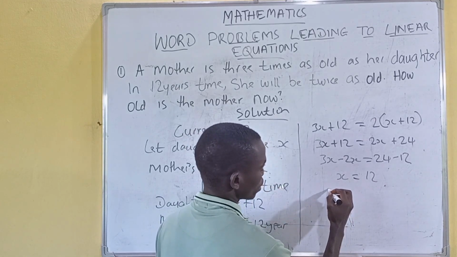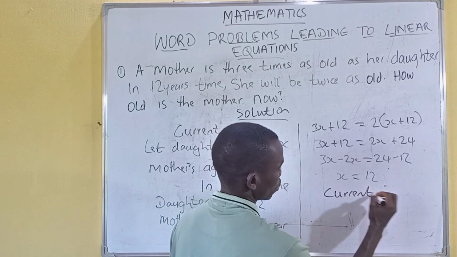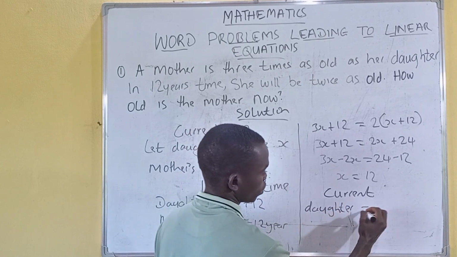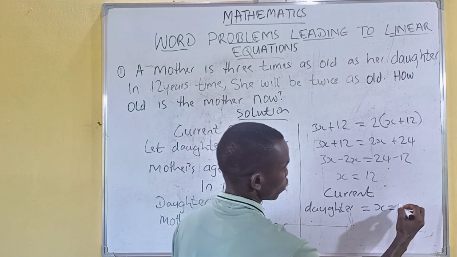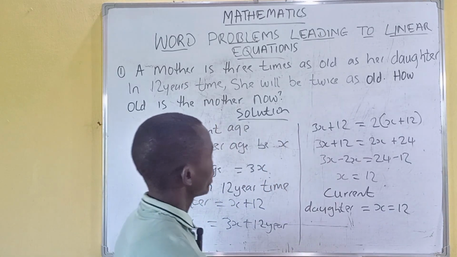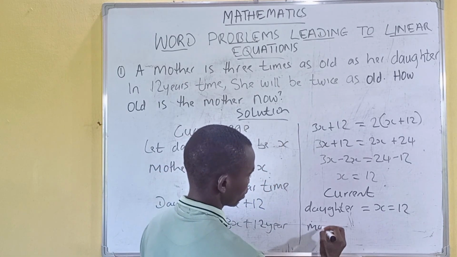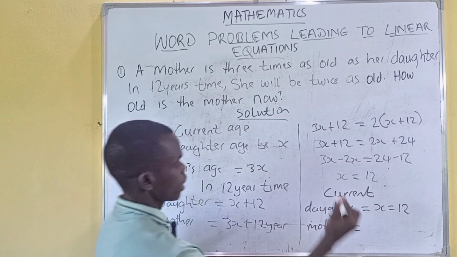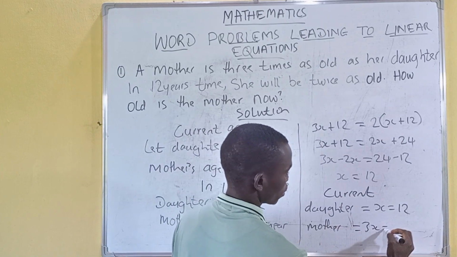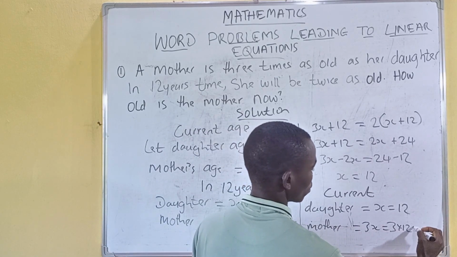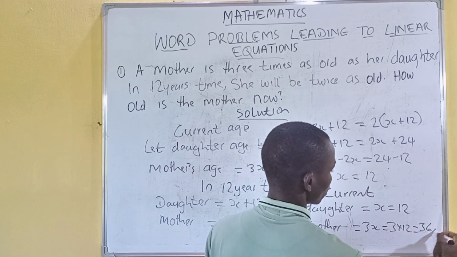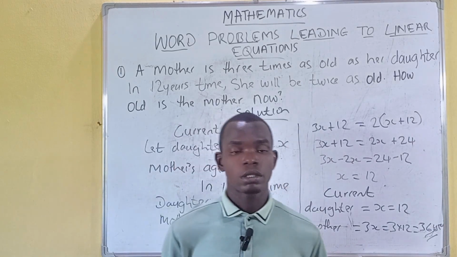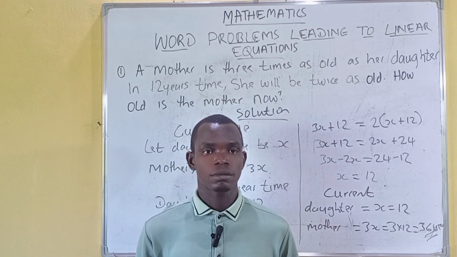So, their current age, of the daughter, equals s, which equals 12. While that of the mother will now be, mother equals 3 times s, which equals 3 times 12, we have 36 years old. So, this is the answer to this question.